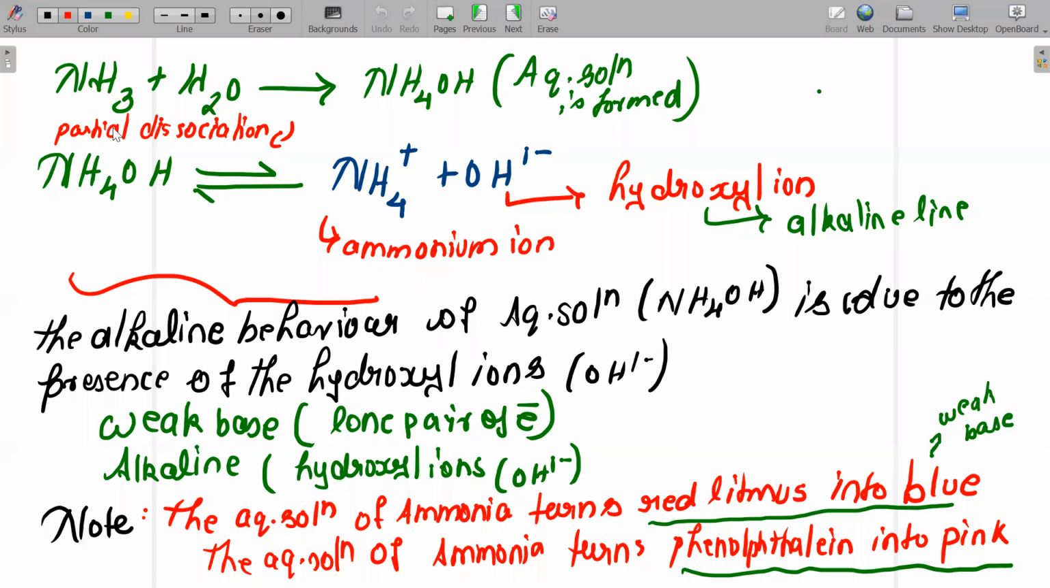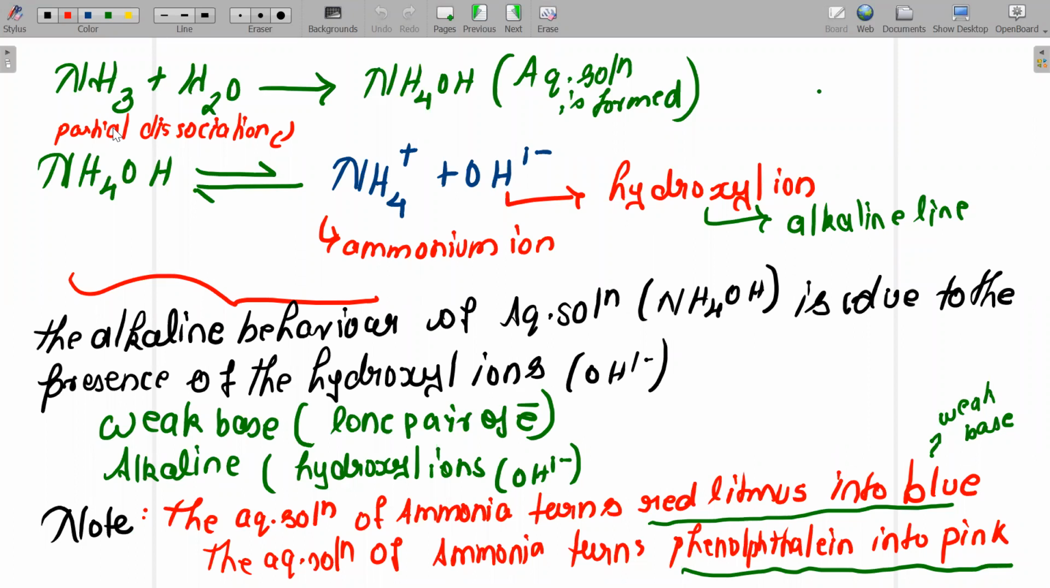Now, the alkaline behavior of the aqueous solution NH4OH is due to the presence of hydroxyl ions. I just explained this, right? So why do you get an alkaline nature for NH4OH? They will ask. The reason is that when NH4OH undergoes partial dissociation, you get ammonium ion and hydroxyl ion. This hydroxyl ion is the reason behind the alkaline behavior. Understood?